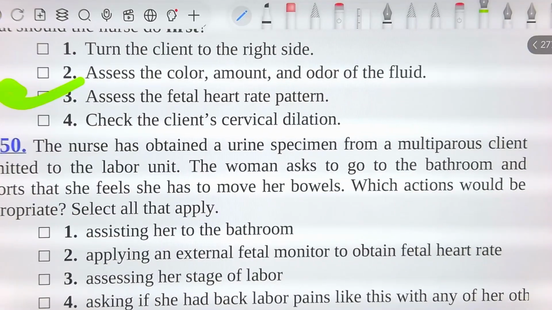Now the last question, that is 50th. The nurse has obtained a urine specimen from a multiparous client admitted to the labor unit. The woman asks to go to the bathroom and reports that she feels she has to move her bowels. What action would be appropriate? It's again a select-all question. You have to give more than one answer. So answer number 3 will be the correct one: assessing her stage of labor. What else? Answer number 6 will also be correct: checking the degree of fetal descent.